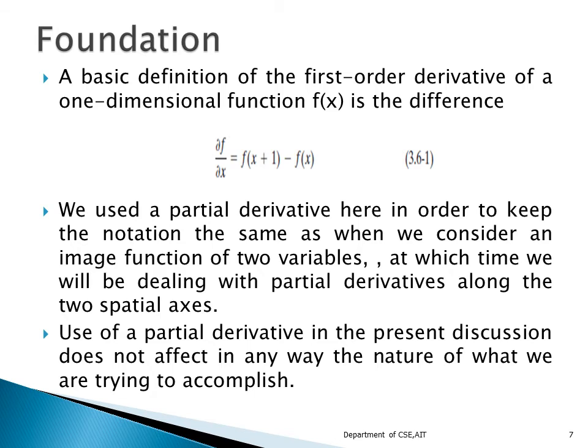The basic definition of the first order derivative of one-dimensional function f of x is the difference f of x plus 1 minus f of x. So here we are considering only one variable, that is x. We are going to make use of partial derivatives here, so that whenever we go for two variables, at that time we are going to make use of two spatial axes. Anyhow, when we are using a partial derivative also, it will not affect the output in any way. It will be the same thing if it is partial derivative or if it is not a partial derivative. So we are going to consider the partial derivative.